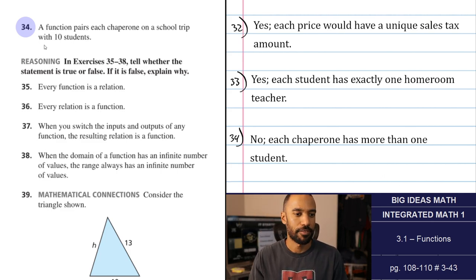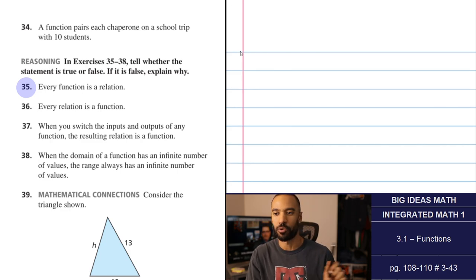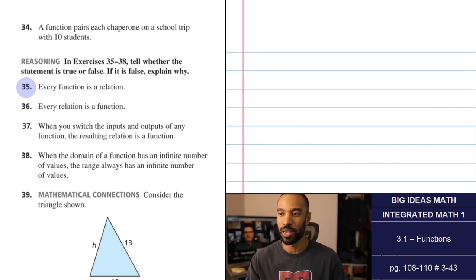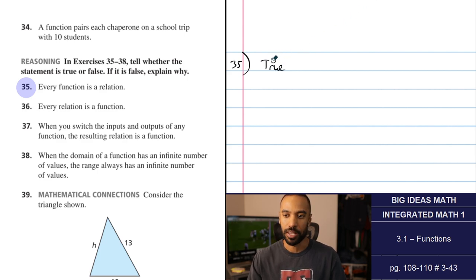Number 35 to 38. Tell whether the statement is true or false. If it is false, explain why. That means if it's true, I don't have to explain why. So number 35, every function is a relation. Yes, true. Now, I mentioned this before. This was like every convertible is a car. Every function is a relation. A function is a specific type of relation, though, so not every relation is a function.